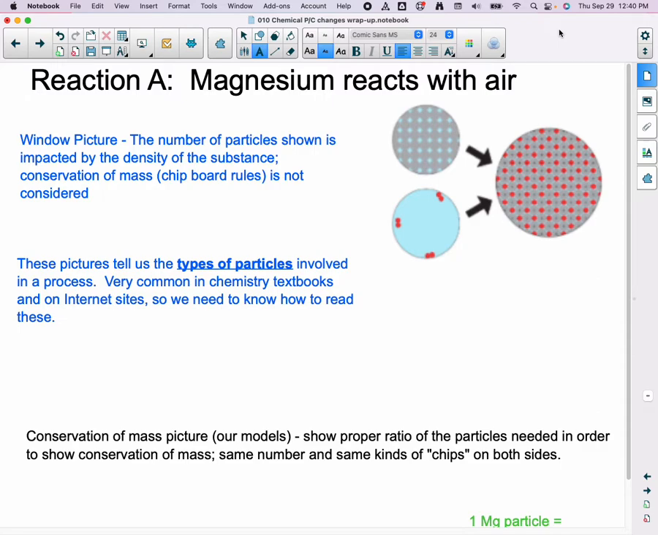These pictures are going to tell you the types of particles involved in a process, and because they are in such common use in chemistry textbooks and also on internet sites about chemistry, we need to know how to read a window picture and then translate it into our chipboard model for the purpose of doing some other things with it. So the focus for the rest of the day is going to be on reading a window picture and redrawing it into a chipboard picture. You're going to need your periodic table as well as a calculator and then your lab sheet.